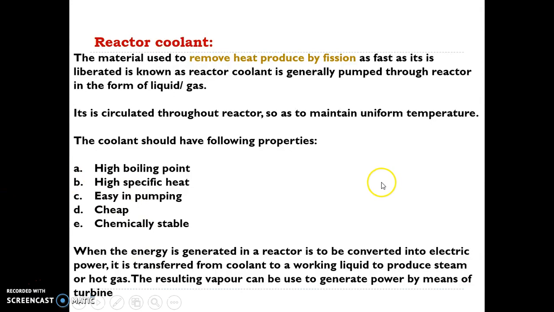When the energy is generated in a reactor, it is to be converted into electrical energy with the help of turbines, and it is transferred from the coolant to a working liquid to produce steam or hot gas. The resulting vapor can be used to generate power by means of a turbine, and this energy generated by the fission reaction is then converted into electricity, and that electricity can be used for various applications. So basically this is related to the nuclear reactor.